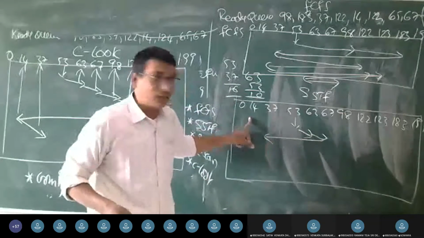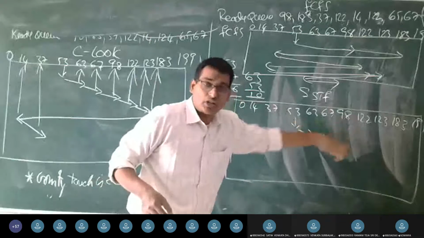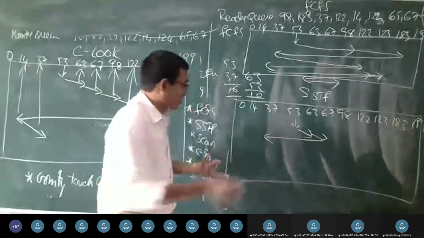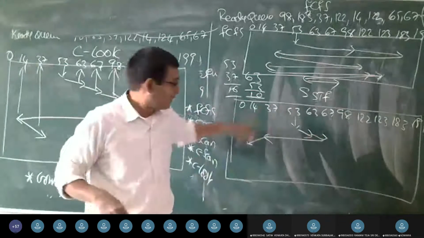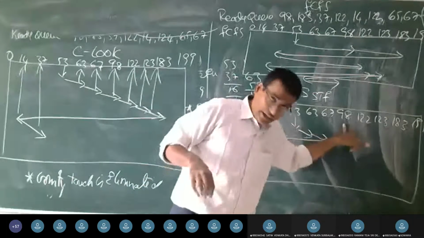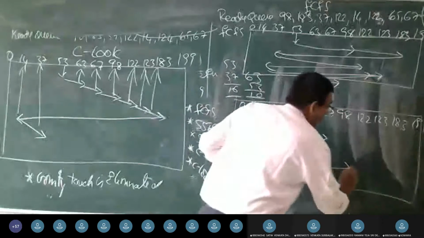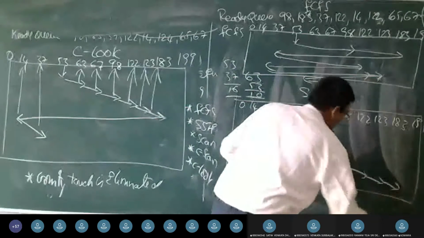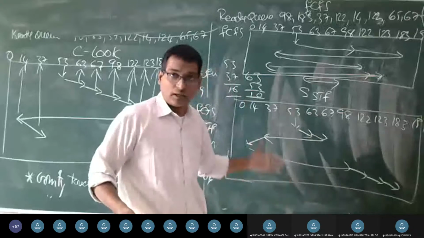From 37, 14 is shortest or 98 is shortest? 14 is shortest. So it goes to 14. From 14, 98 is shortest or 122 is shortest? 98 is shortest. So it goes to 98, 122, 123, 183. That is technique number 2.